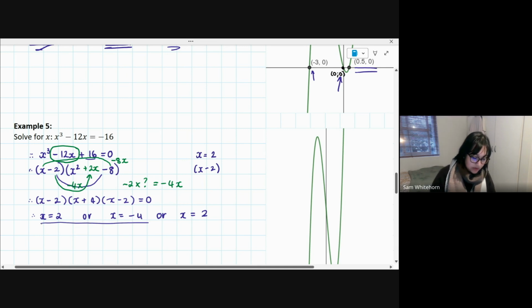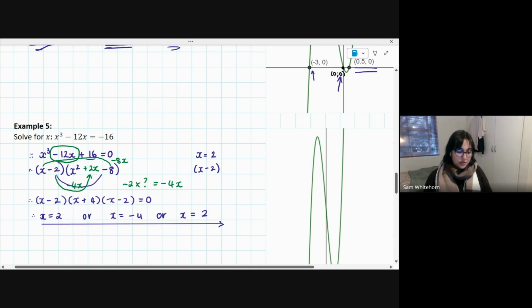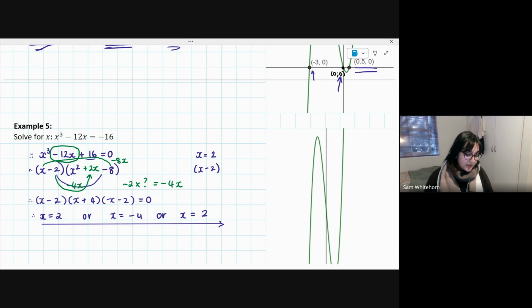Okay, now I want you to notice something. So those are 3 solutions. I said right at the start, you will get a maximum of 3 different solutions. In this case, what we have is super exciting because we've got 2 solutions that are the same. Now, that doesn't mean anything super crazy.